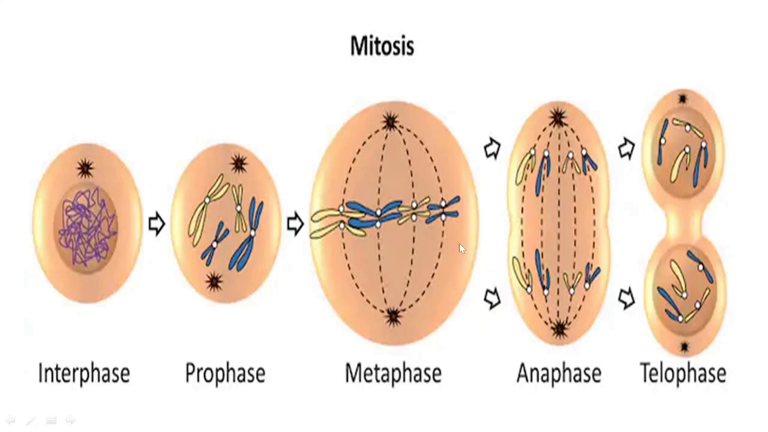Metaphase, arrangement in the central plate. Anaphase, pulling away of the chromatids. Telophase, aggregation of the chromatids.